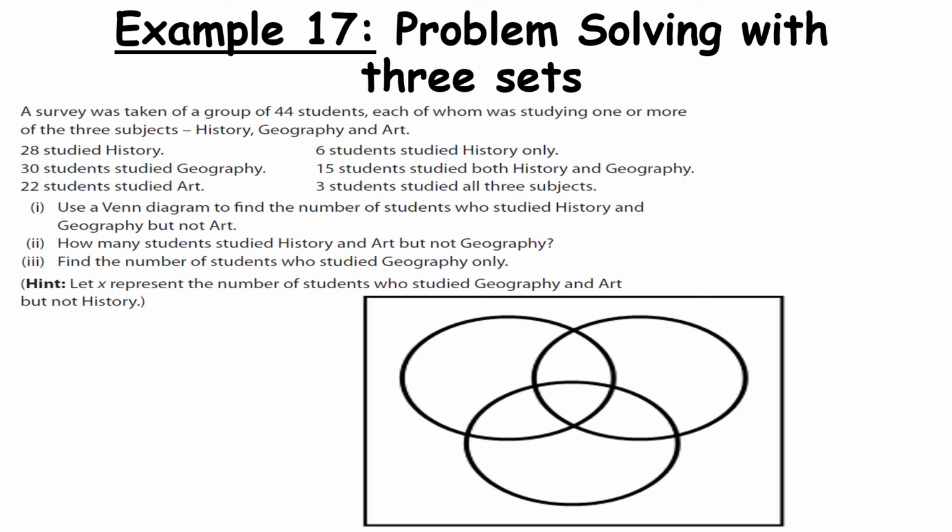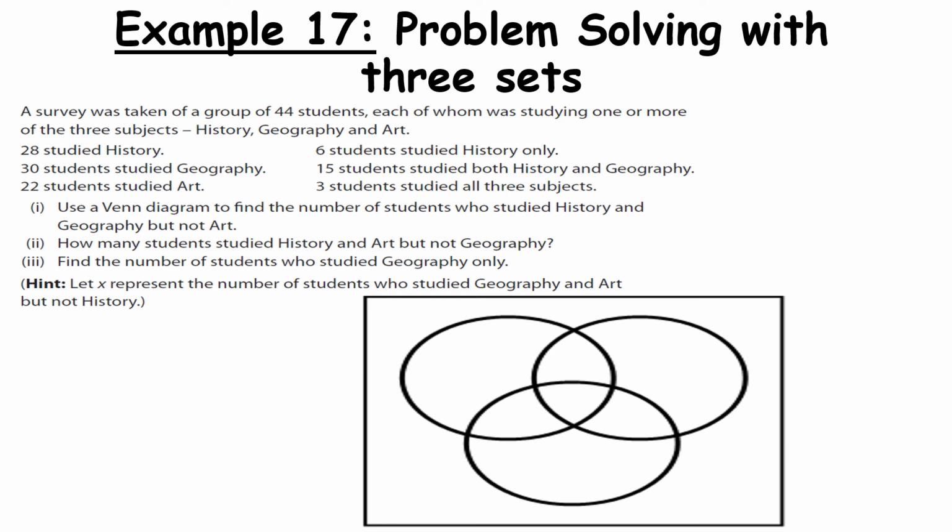Example 17. Now, this is kind of the hardest style of question that we meet, or at least have met in the junior certificate exams. It's 3-set problem solving, including an unknown. So including a variable. So we're going to have an X.